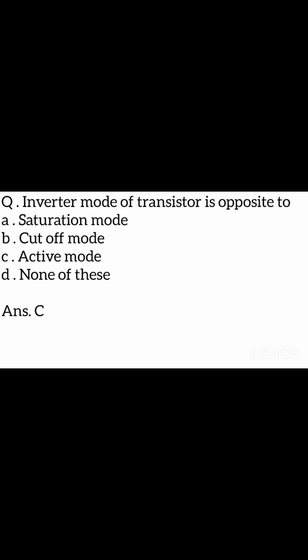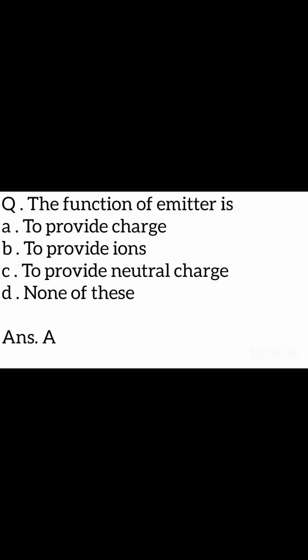Next question. The function of emitter is option A to provide charge, option B to provide ions, option C to provide neutral charge, option D none of these. So the answer of this question is option A to provide charge.